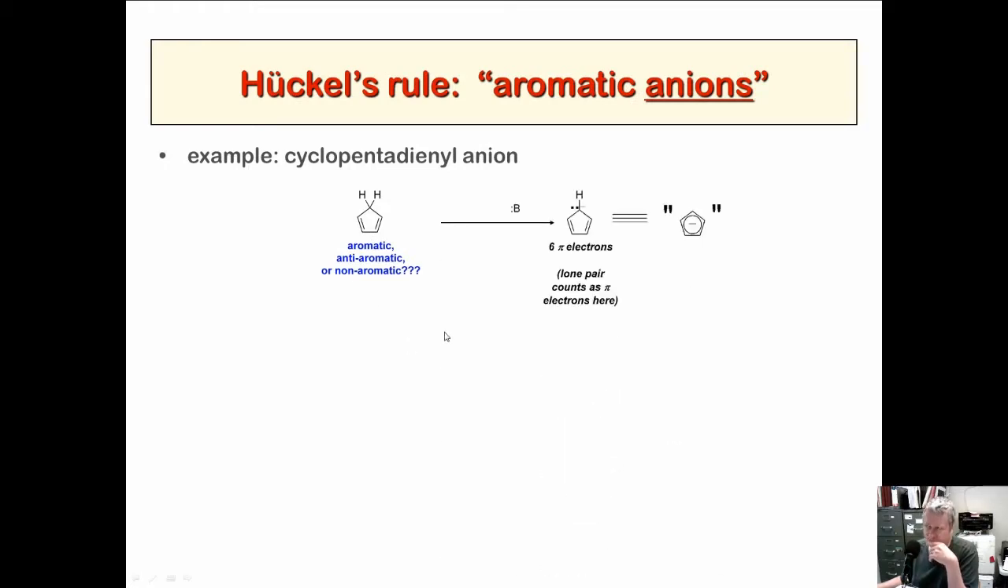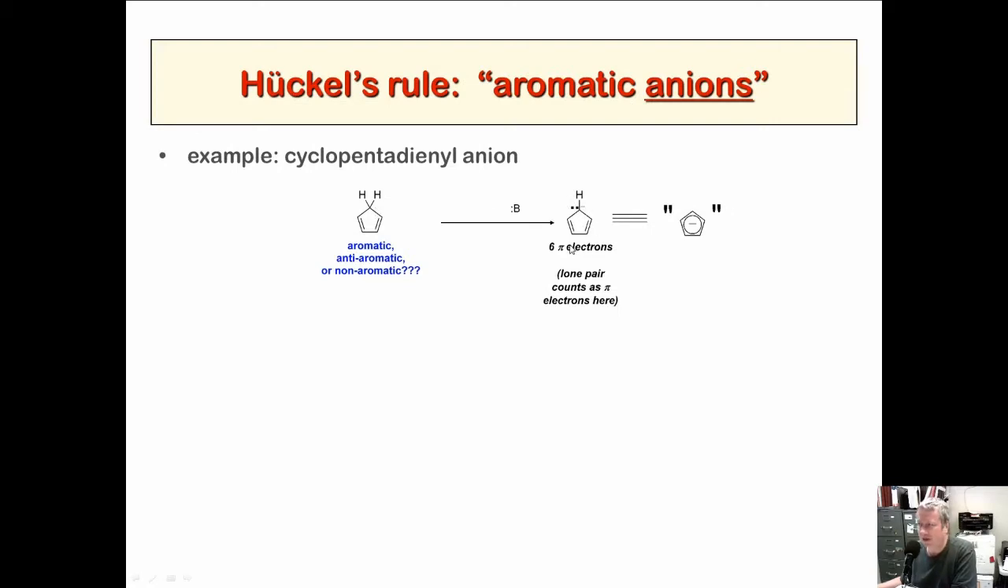Okay, but if we use a base and we take off this proton, now we have an anion, right? A dot dot negative. And the lone pair counts as a pair of electrons. This also changes the hybridization. So this is sp3, this becomes sp2. So now we got sp2 all around.